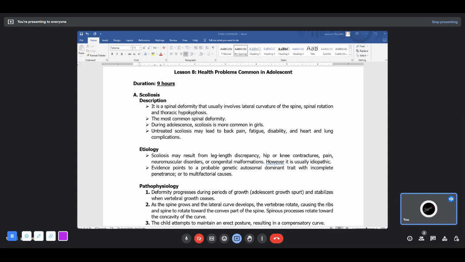For the etiology, scoliosis may result from leg length discrepancy, hip or knee contractures, pain, neuromuscular disorders, or congenital malformations. However, it is usually idiopathic. When we talk about idiopathic, this is an unknown cause. Evidence points to a probable genetic autosomal dominant trait with incomplete penetrance, or to multifactorial causes. So that is the etiology for scoliosis.